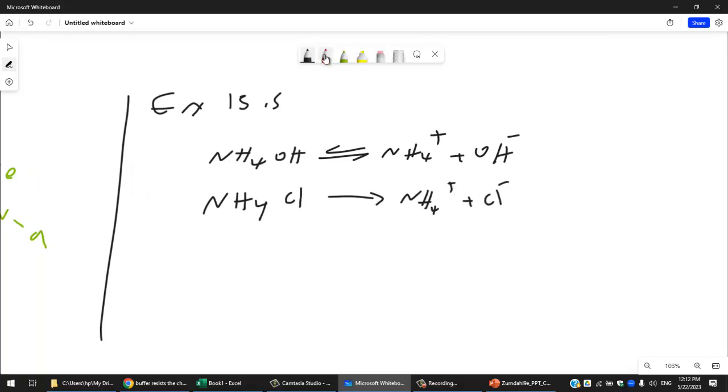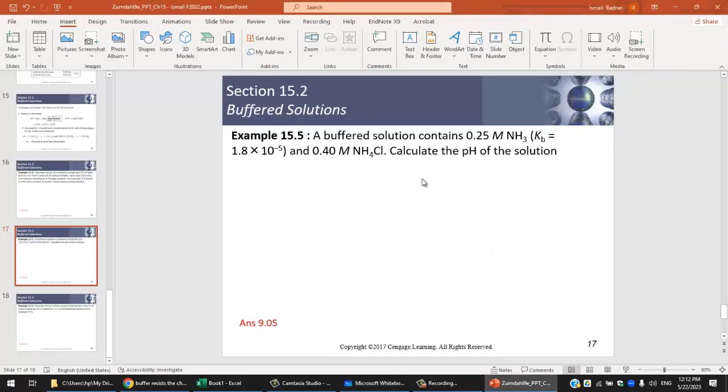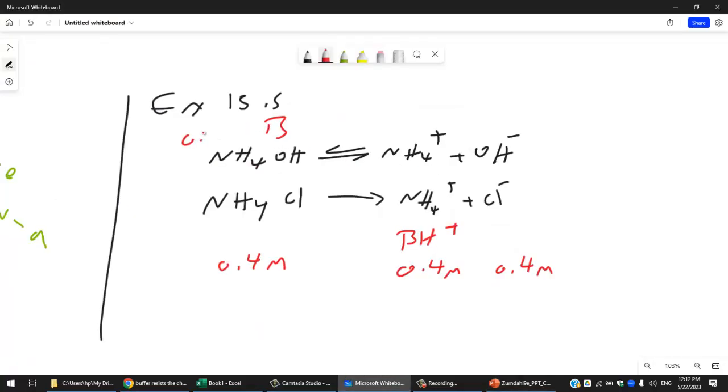Now, this is your BH plus. This is the common ion, what we call the BH plus, and this is your base. Okay, so for NH4Cl it's 0.4 molar, and because it's completely soluble, that will also give you 0.4 molar of NH4 plus and 0.4 molar of this Cl minus. For the base, the concentration of it is 0.25.